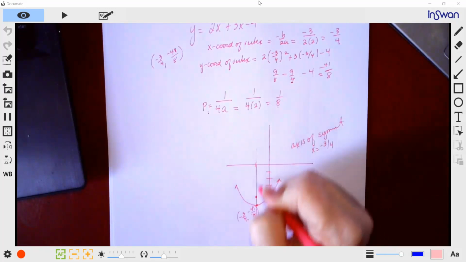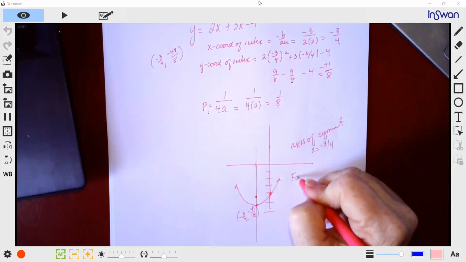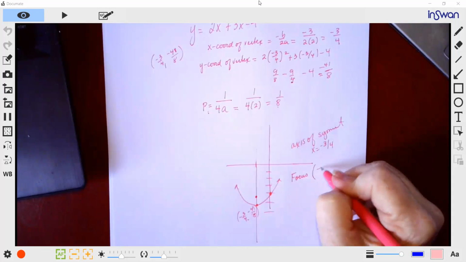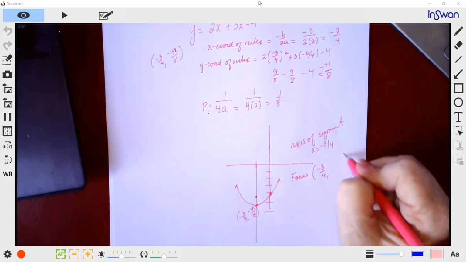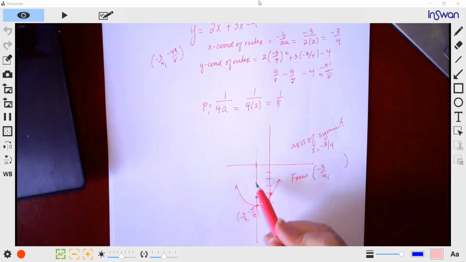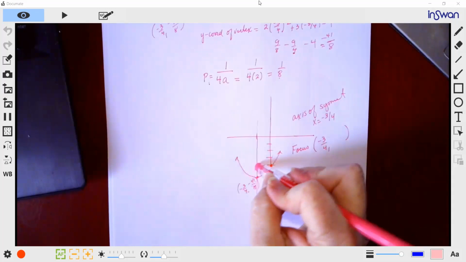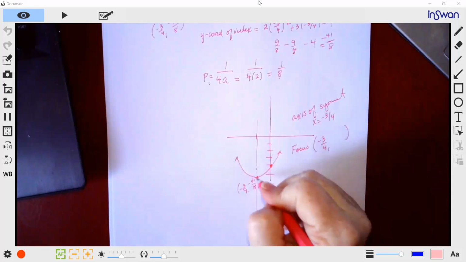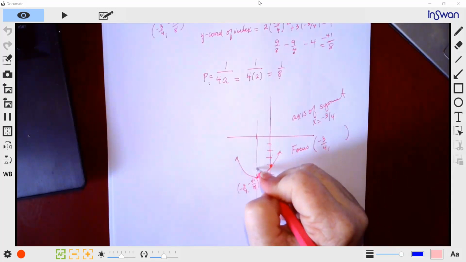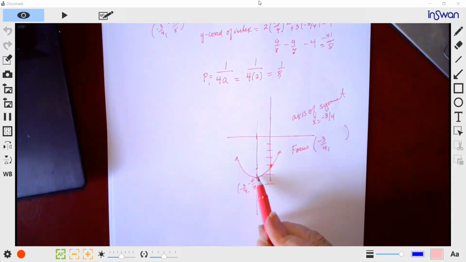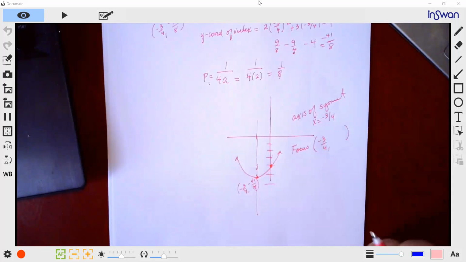Since I'm moving on a vertical line, my focus here, the x coordinate would stay the same. And I move 1/8 of a unit up. Now I moved way too far graphically. We're just moving up 1/8 of a unit. If you move 1/8 of a unit up, that'd be -41/8 plus 1/8 is -40/8, which is -5.